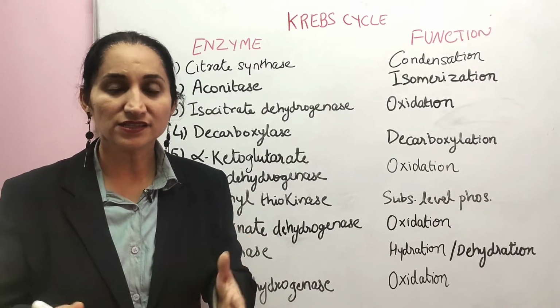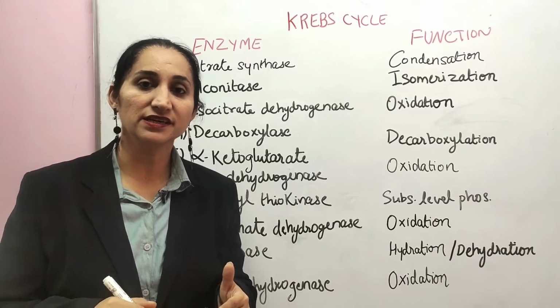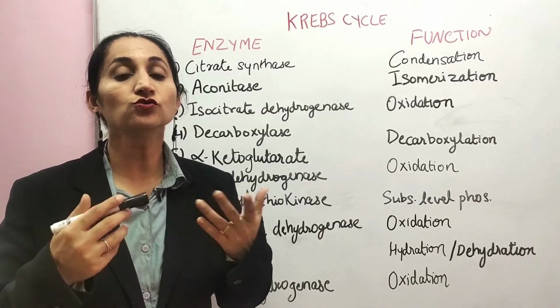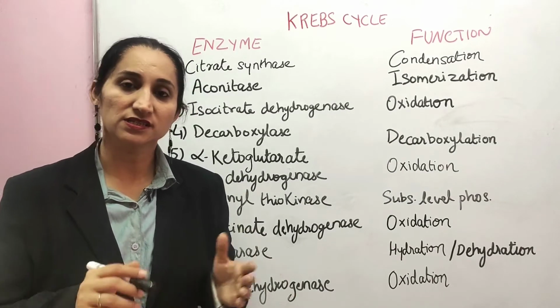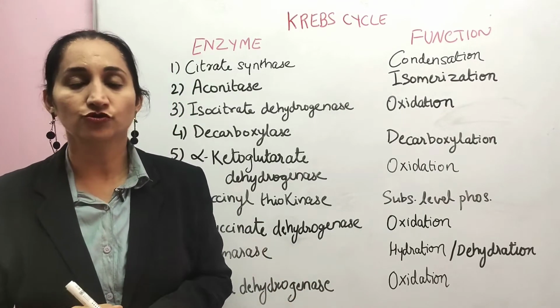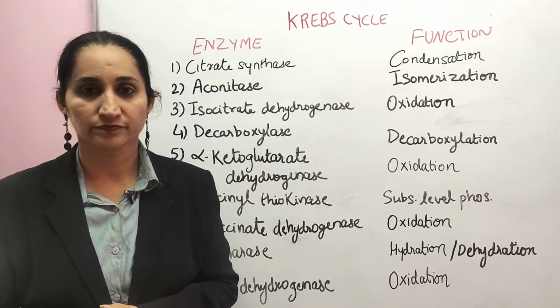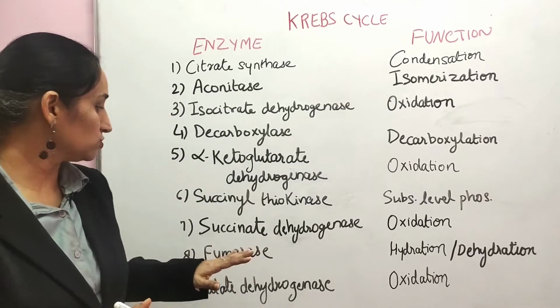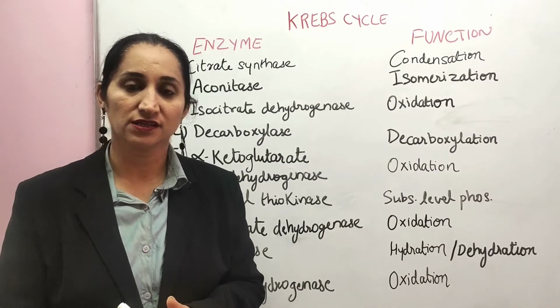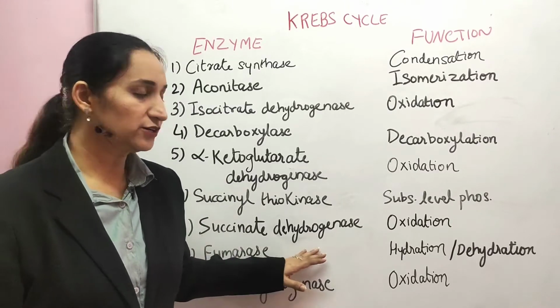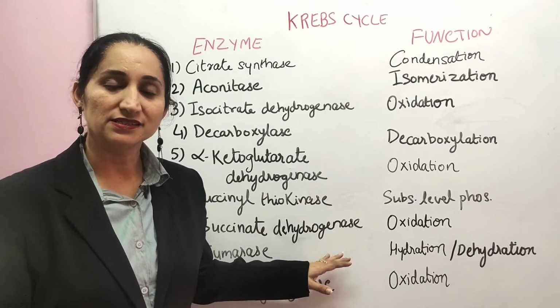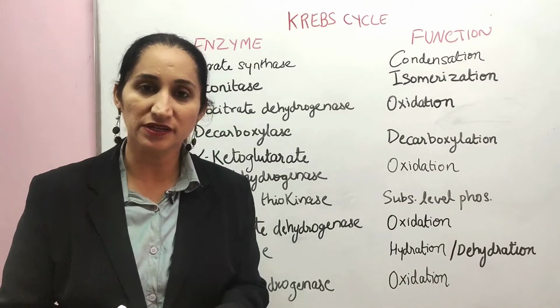And then in the next reaction of Krebs cycle, succinic acid gets converted into fumaric acid, or succinate is converted to fumarate, and FAD gets reduced to FADH2. In this reaction, the enzyme used was succinate dehydrogenase. Again, as you know, dehydrogenase enzyme catalyzes the reaction in which oxidation is done.